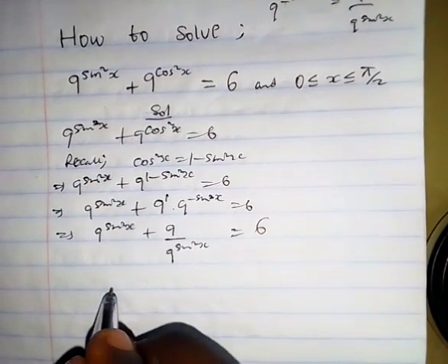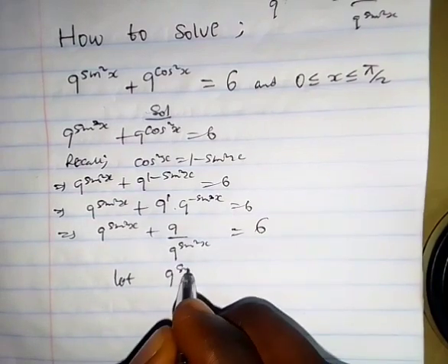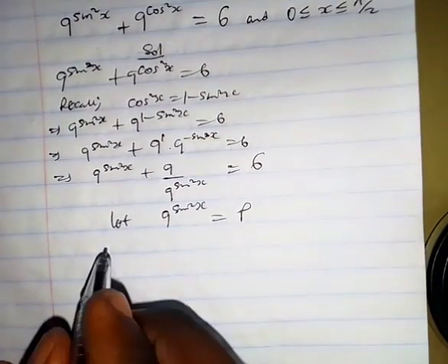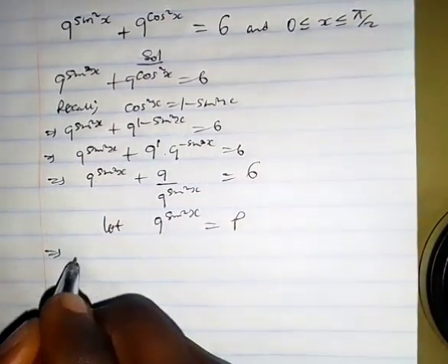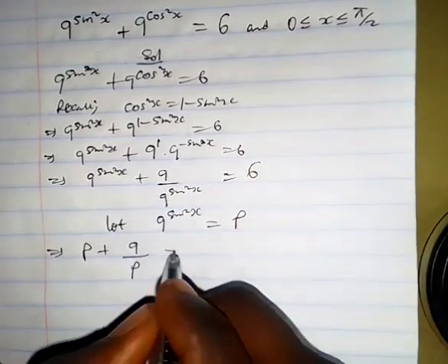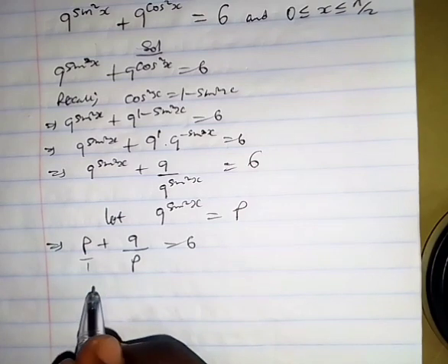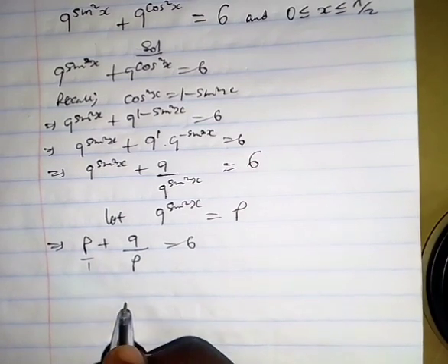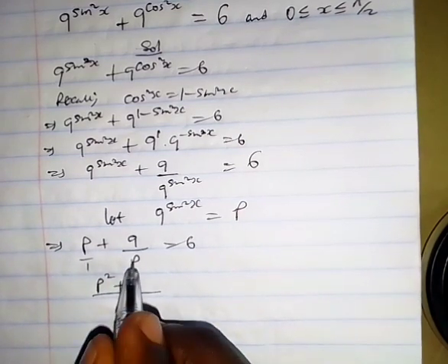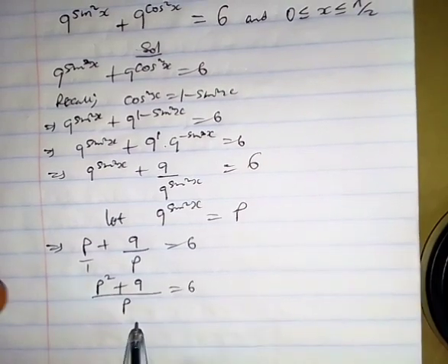So now, suppose we let this 9 raised to the power sine squared x be equal to p. So now it implies that p plus 9 over p equals 6. By finding the LCM, we have p times p, we have p squared, plus p divided by p, that's 1, 1 times 9, we have 9, equals 6.